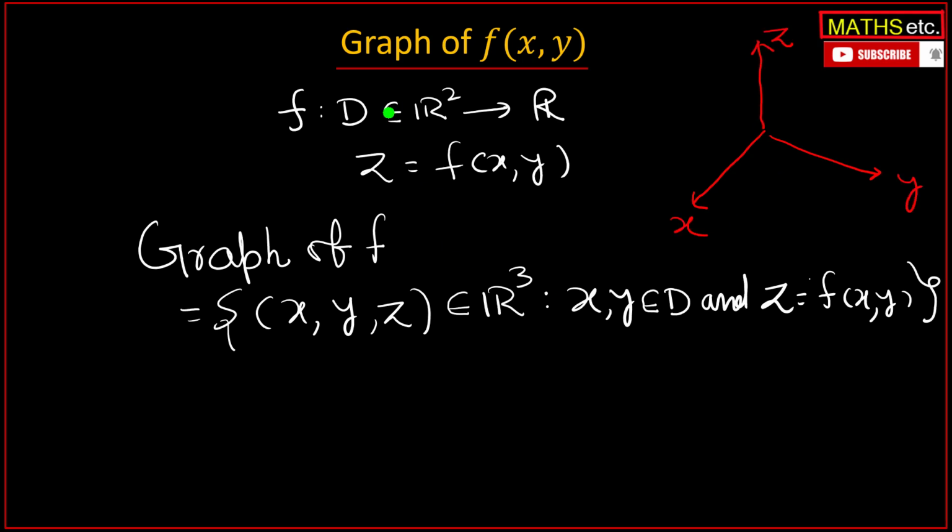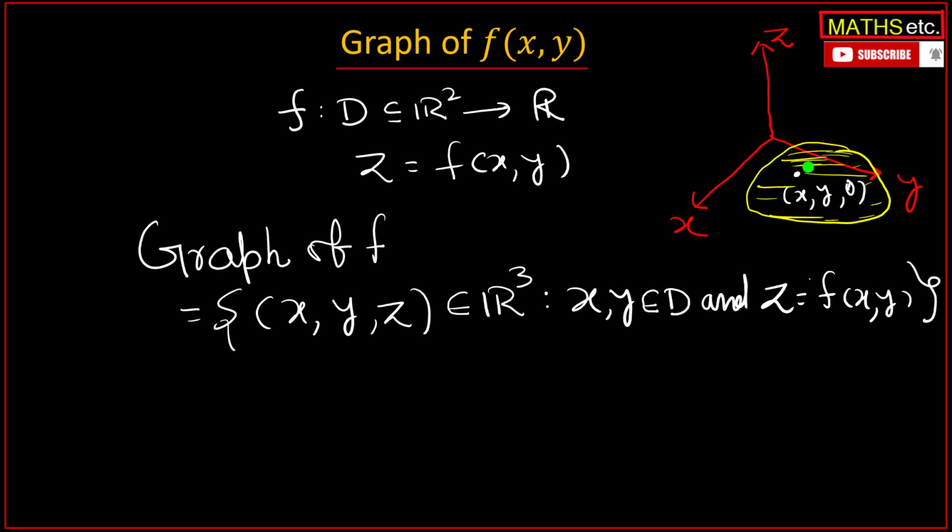And these (x, y) points, they lie in the xy plane. They lie in the domain, and domain is part of xy plane. So a typical point here in xy plane will have coordinates, say (x, y). We are dealing with three dimensions, so z coordinate will be 0. And collection of all these points will form the domain in xy plane. So this shaded part in yellow color shows the domain of this function.